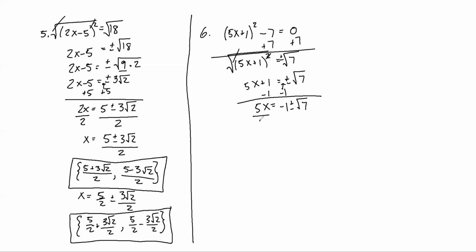And then I'll go ahead and divide both sides by 5. And again, I'm going to put the entire side over 5. So we get x equals -1 plus or minus the square root of 7 over 5. So our solution set is -1 plus the square root of 7 over 5 and -1 minus the square root of 7 over 5.